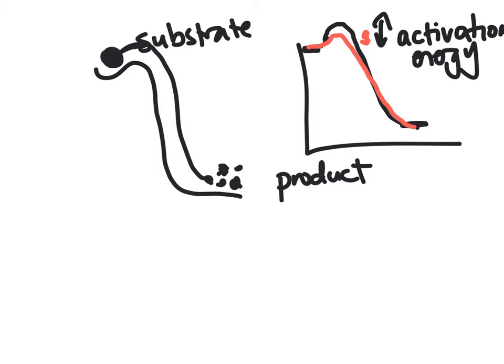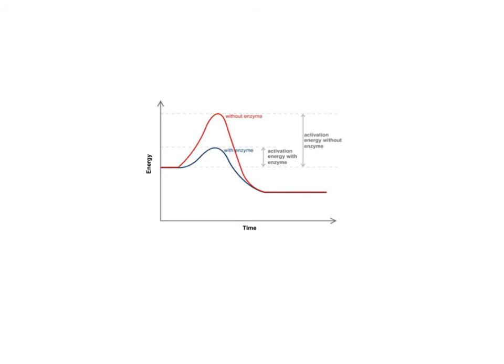The graph in the notes shows it a lot more neatly than I did, but that's what we're saying. Without the enzyme, they've got it in red. Without the enzyme, this is the amount of activation energy that's needed. With the enzyme, it's much smaller.